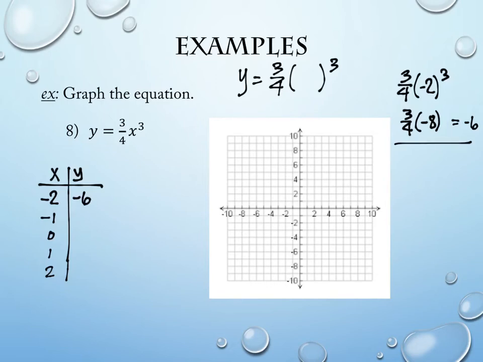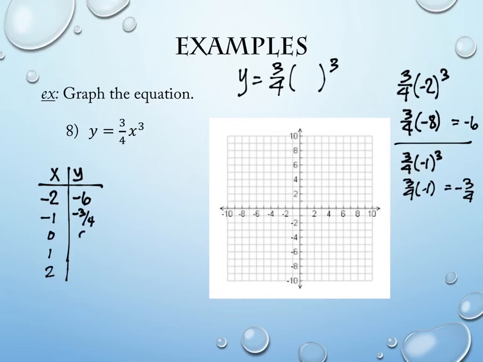Do -1. So 3/4 times -1 cubed. So what's -1 cubed? -1. It's still negative though, right? Okay, so -1. And what's -1 times the 3/4? Yeah, -3/4. So this is 3/4 times -1. So it's -3/4. What happens when I put in 0?